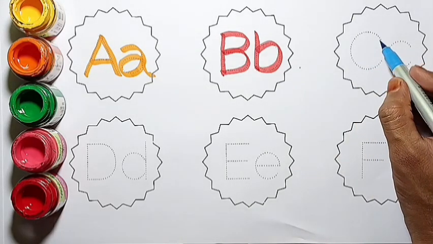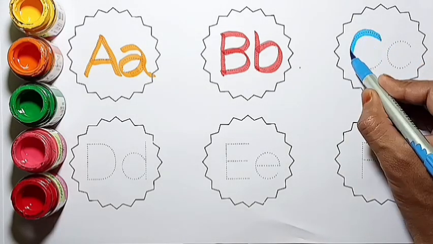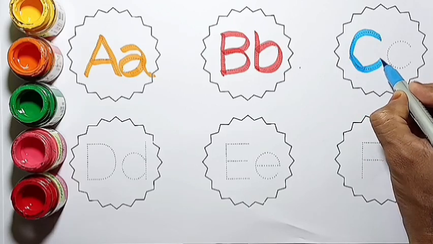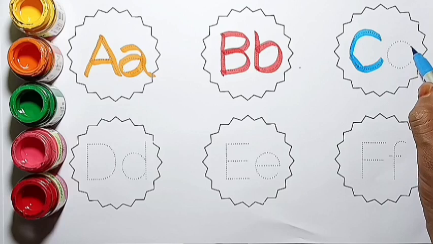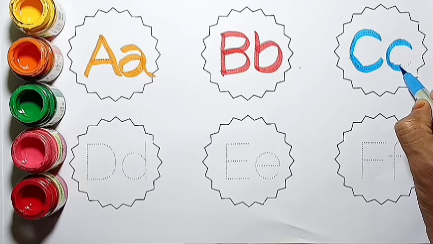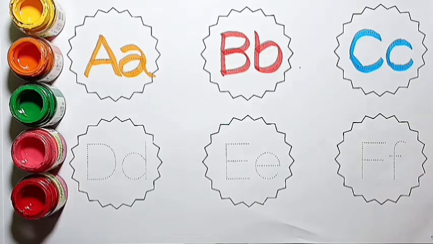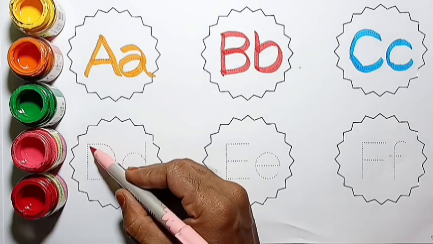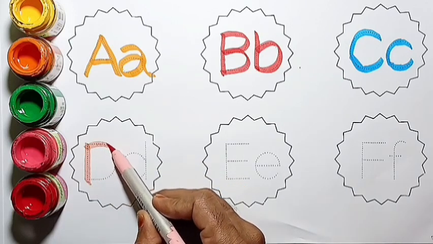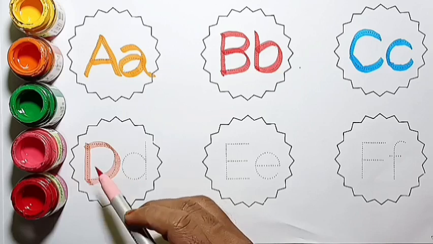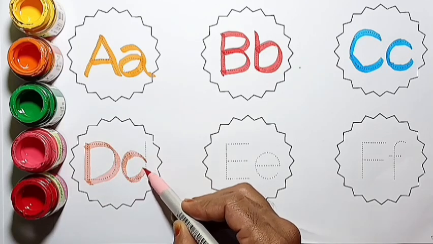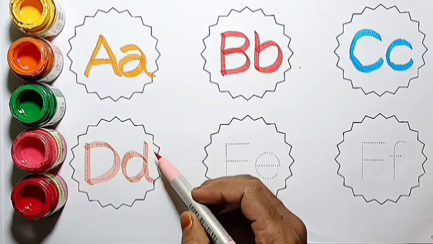Sky blue color. Capital C for car. C for cap. Small c for cup. C for car. Pink color. Capital D for dog. Small d for dog. D for dog.